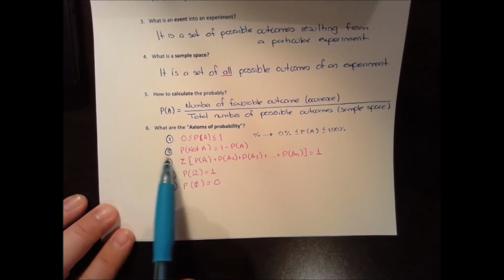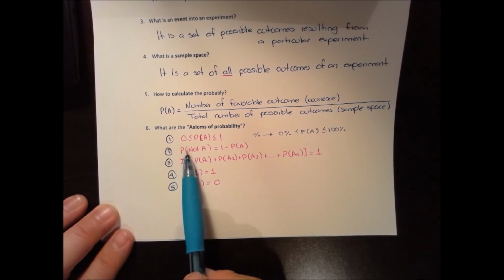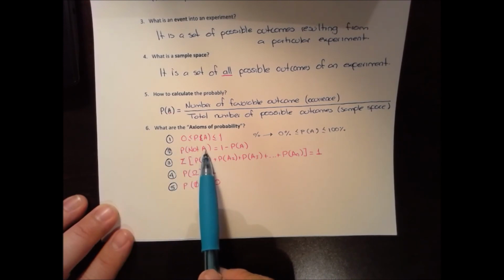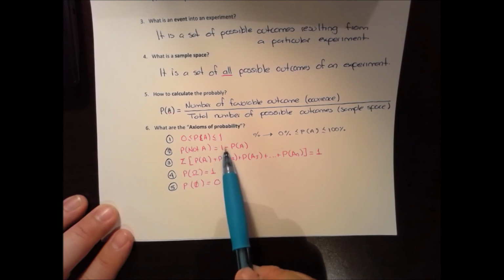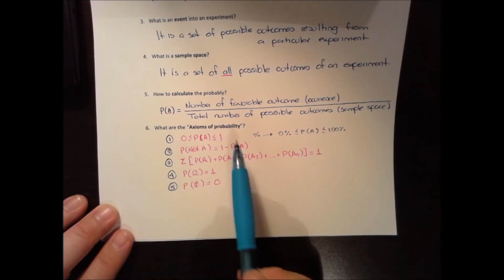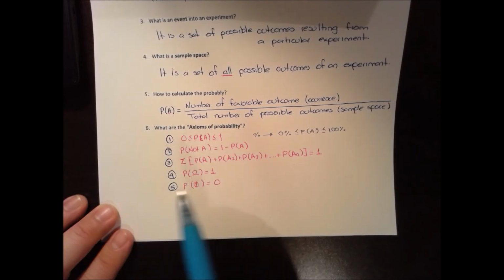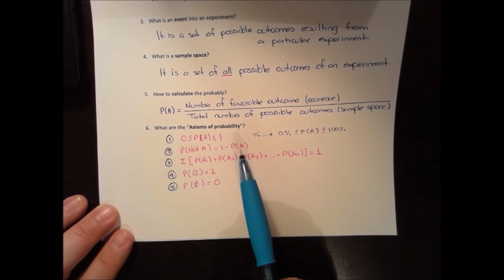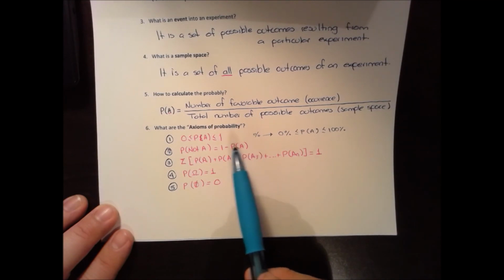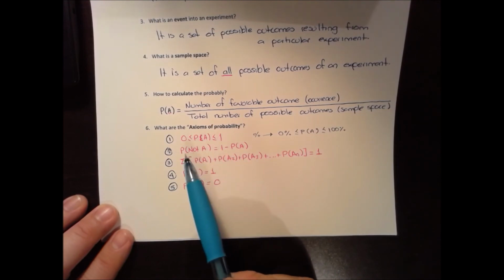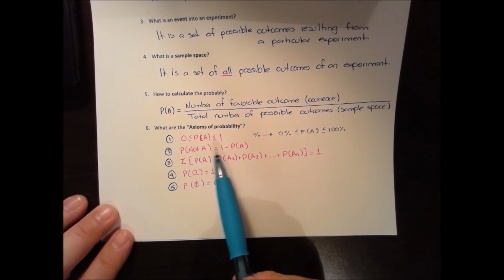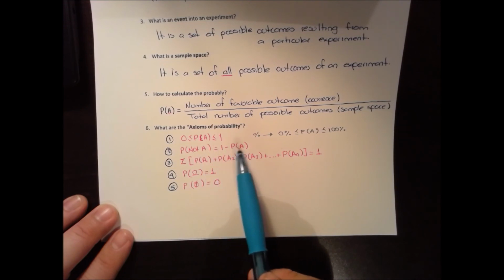The second axiom asks: what is the probability that an event does not happen? Well, in that case it's going to be 1 minus the probability that it happens. So it's the complement: the probability that the event happens plus the probability that the event doesn't happen is going to be 1. That's why the probability of an event not happening is 1 minus the probability that it happens.